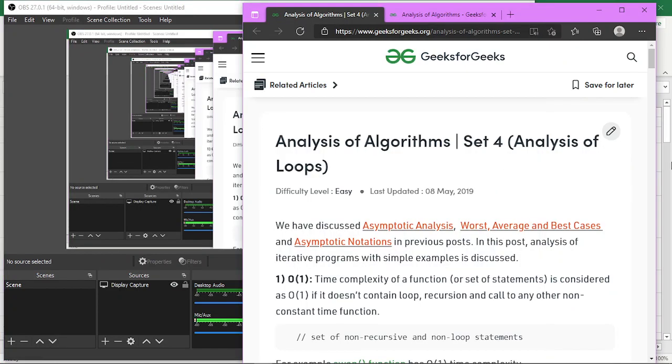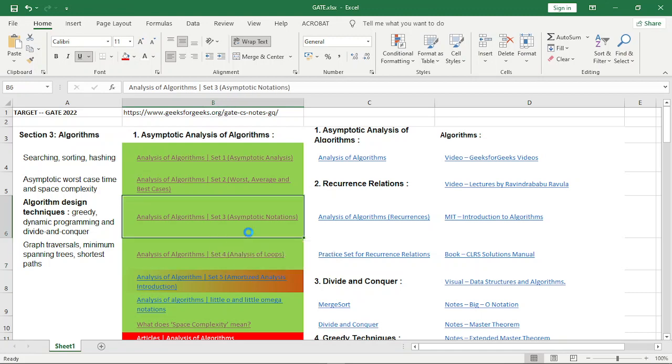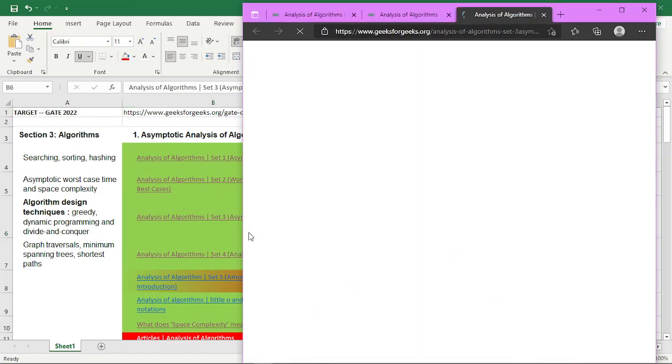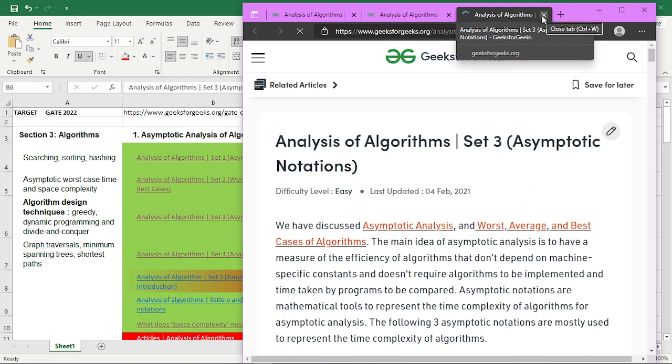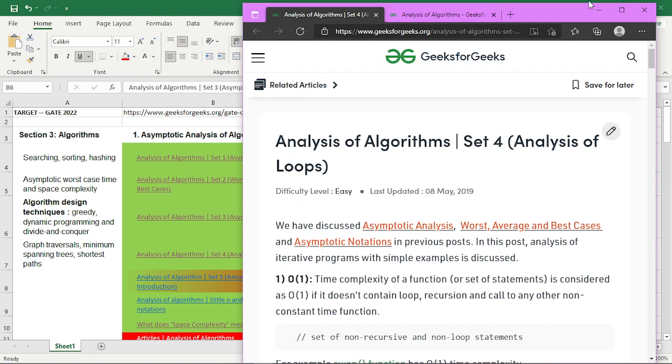Hello guys, welcome back. We will now be analyzing the time complexity from the loops in programming. It's just the continuation of the asymptotic notations which we covered in the previous video. If you haven't checked it out, then please check it so that you can move ahead with this video. Okay, so let's get started.